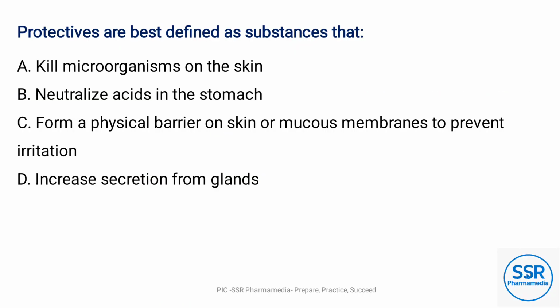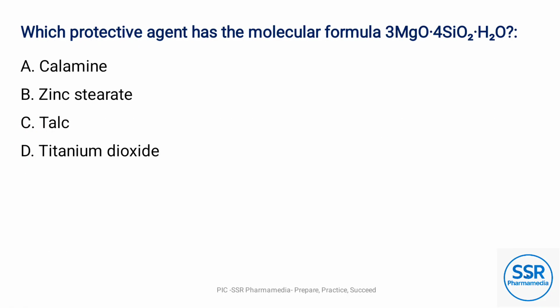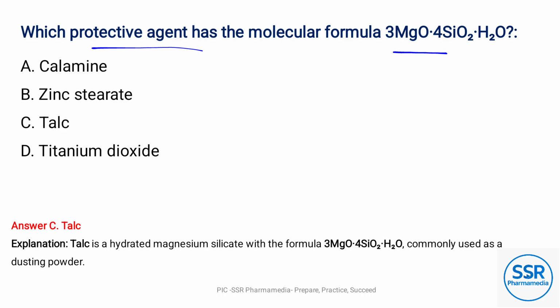Moving on to the questions. Protectives are best defined as substances that, option C, form a physical barrier on skin or mucous membranes to prevent irritation. Which protective agent has the molecular formula 3MgO.4SiO2.H2O? The answer is option C, talc. Talc is a hydrated magnesium silicate with this formula and is commonly used as a dusting powder.